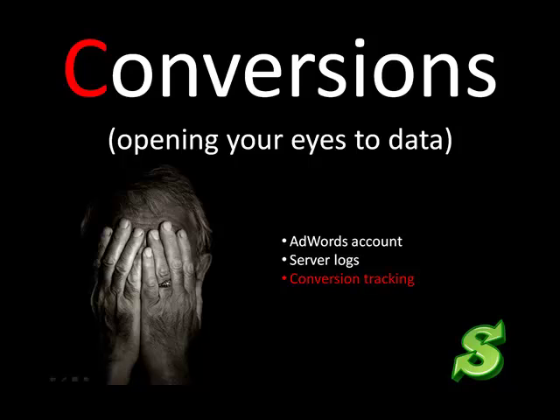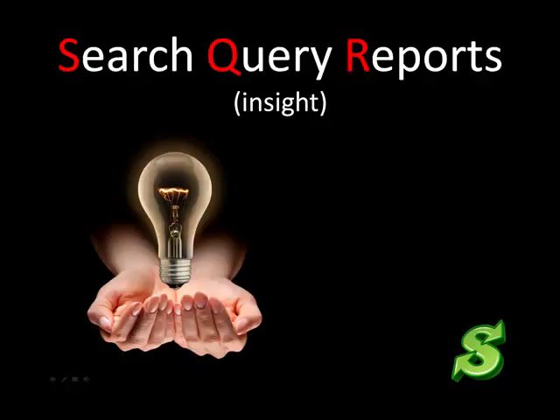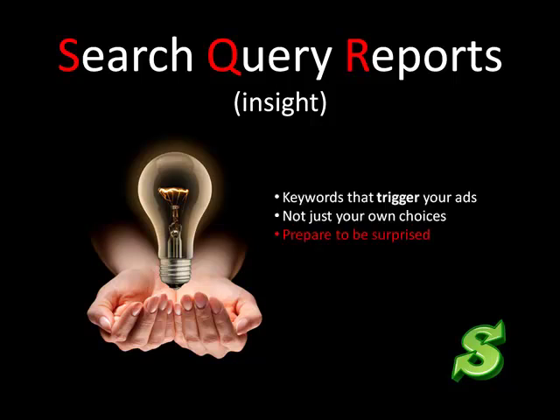Next, we have the search query reports. This is one of the most useful of Google's reports for your search campaigns, and incredibly it's often unused in many of the accounts that I've been given access to. It's a standard AdWords report that shows you the keywords that actually trigger your ads, not just the exact keywords that you're already bidding on. If you've never used the search query reports, you should probably prepare to be surprised by what you see.